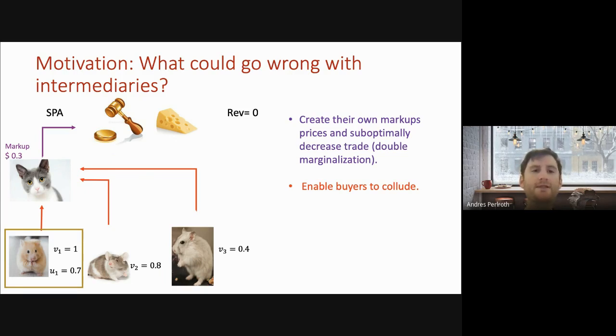So what we see from this example is that when we think about auction design, it is very important to take into account whether there are intermediaries in the auction or not.